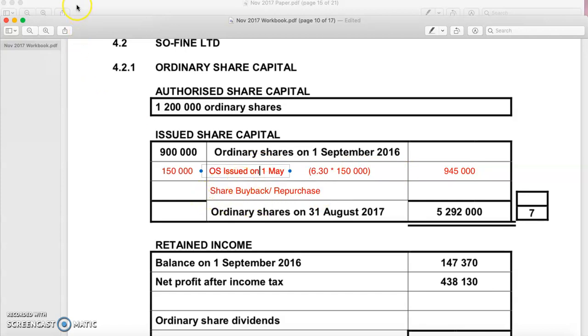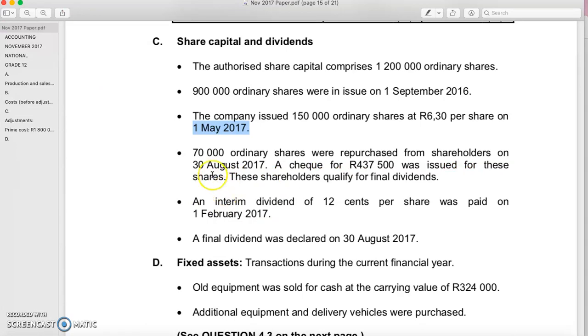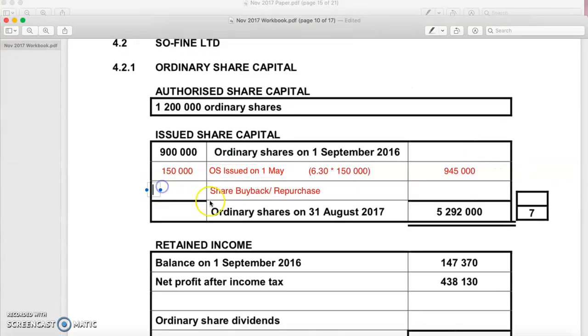Next, we're looking at the share buyback or repurchase. And they tell you 70,000 shares were repurchased on the 30th of August. So straight away, we're already given the number of shares repurchased. Please remember that this needs to be subtracted. So this amount is in brackets.